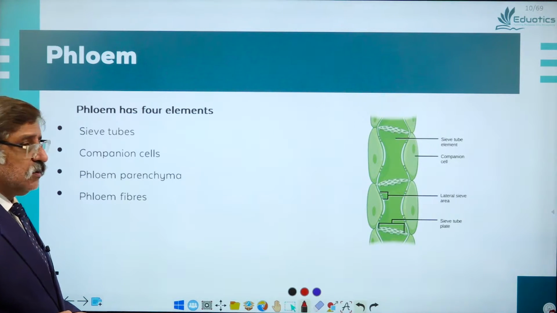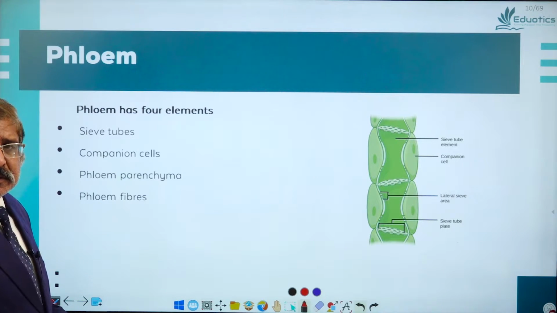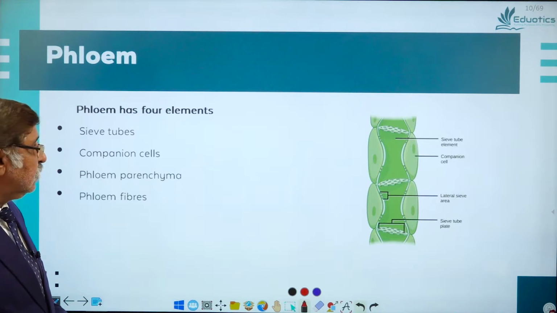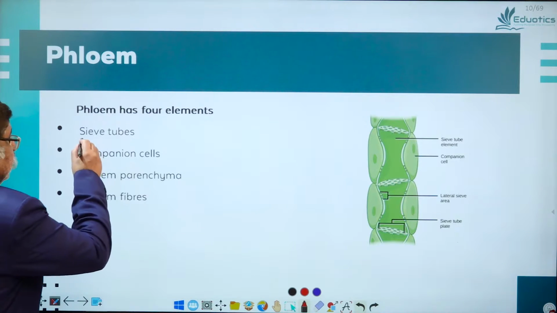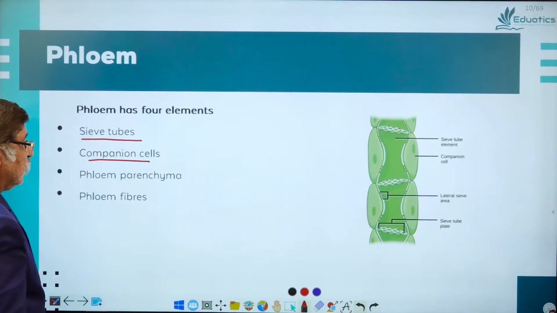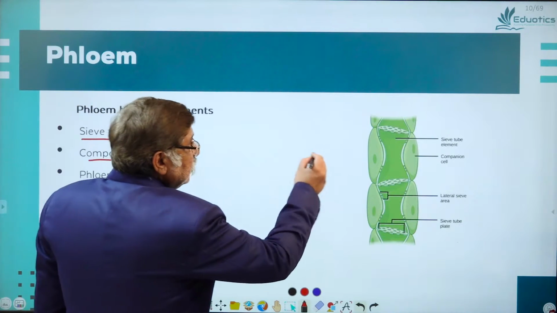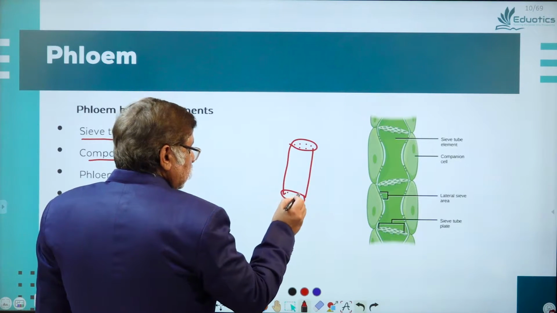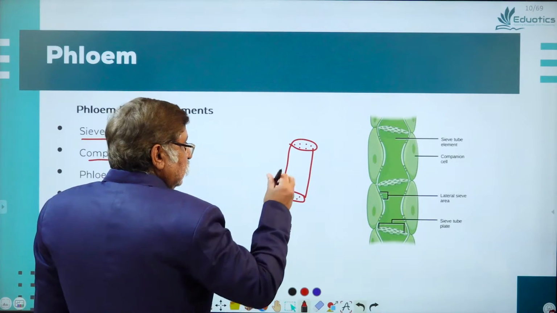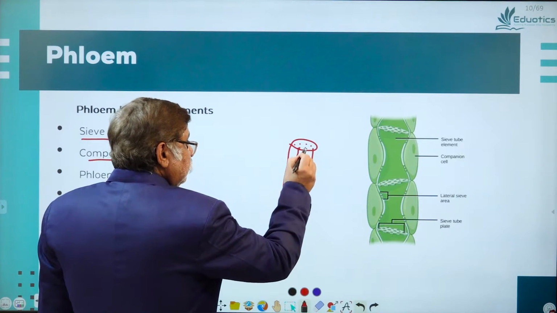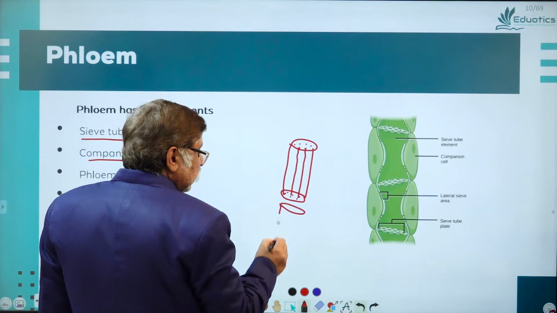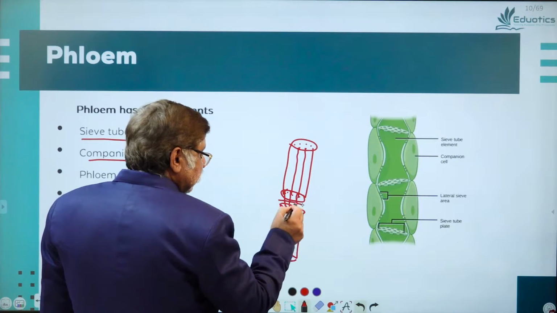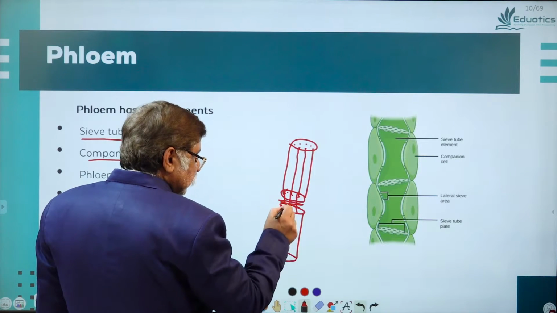Now, transportation of prepared food from green parts of plant to non-green parts is through phloem, sieve tubes and companion cells. Sieve tubes have pores. They have cytoplasmic strands which are in continuity with another sieve tube through the sieve plate, which is also porous, which is also perforated.